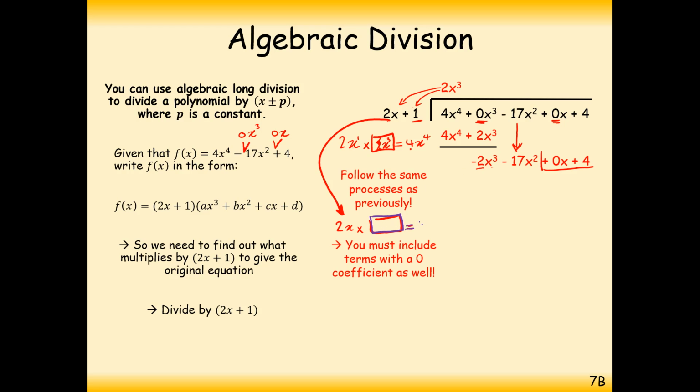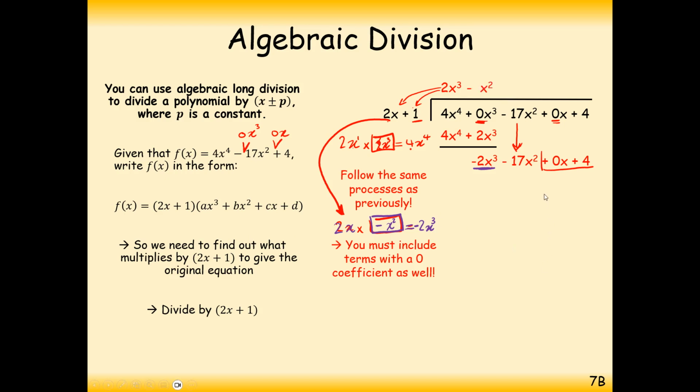So we will need to get this. We want to cancel that away. So we say I need to have a minus. The 2 is already there, so I just need to multiply by negative x squared. 2x times negative x squared will give me negative 2x cubed.